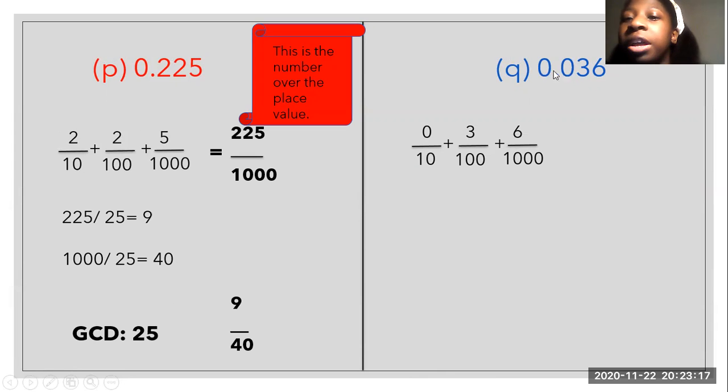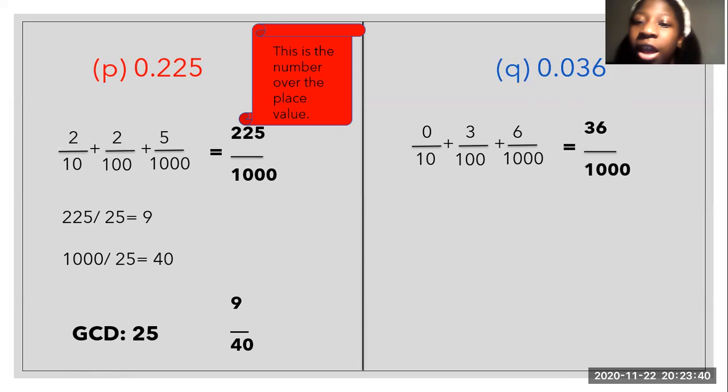Now we have to use this one. So if we have a 0, 3, and a 6, 0 in the tens, 3 in the hundreds, and 6 in the thousands. So again, our denominator is 1000 since we had to move our decimal over to the thousands place. So it'll actually be 36 over 1000.